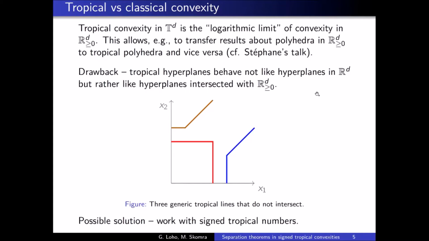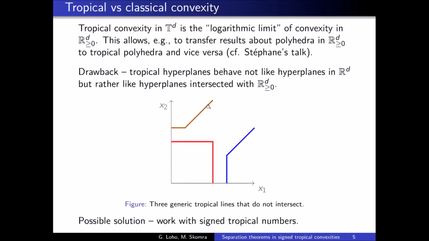However, one important thing about this tropical convexity is that, as we mentioned, all tropical numbers are non-negative. What it implies is that this tropical convexity is more closely related to the convexity over the non-negative orthant of the reals rather than the convexity of the whole real space. And this sometimes can be very different. So here is an example.